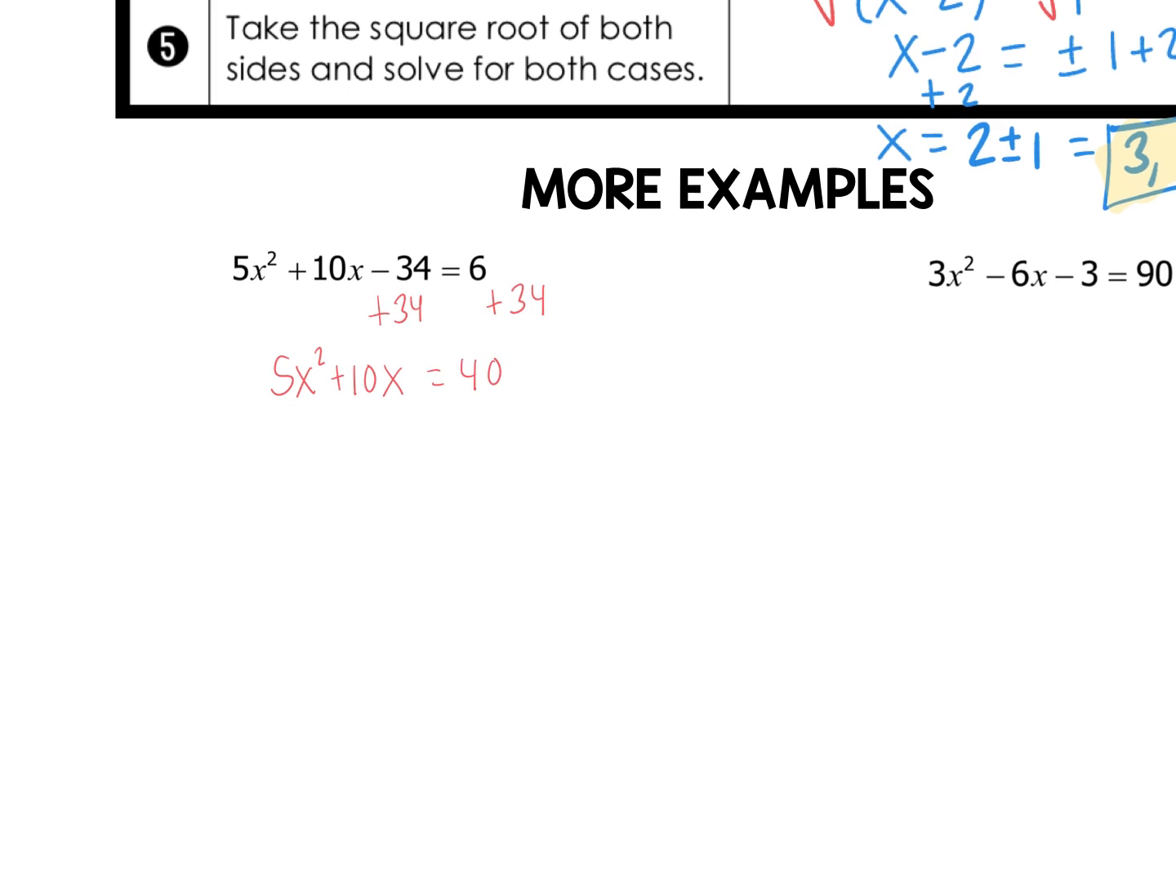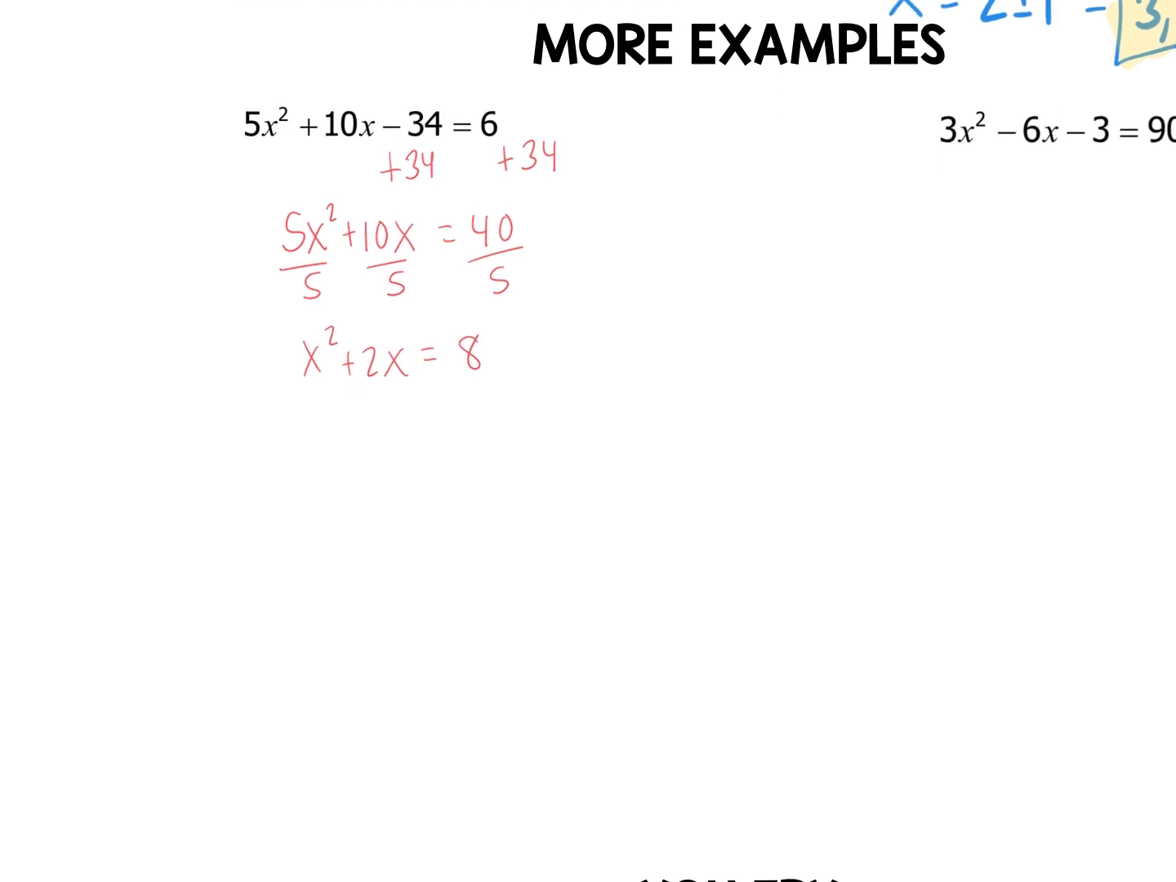The next step is divide by a, so we're dividing everything by 5. Divide by 5, divide by 5. We get x squared plus 2x equals 8. Now we actually complete the square.